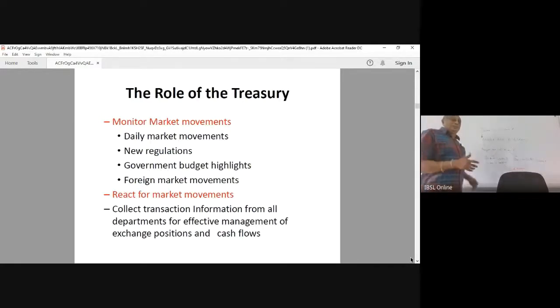The role of treasury. Now we are going back to treasury, right?